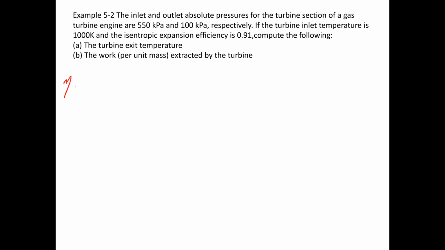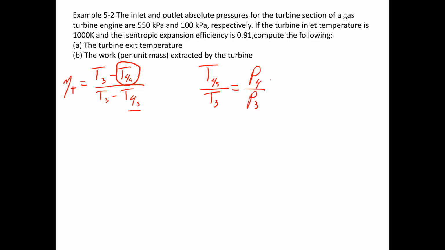I'm going to start off by writing my equation for the isentropic efficiency of a turbine, assuming constant specific heat. That would be T3 minus T4 actual, over T3 minus T4 isentropic. We're trying to find out what this T4 actual is. Before we do that, let's find T4 isentropic. T4 isentropic over T3 is equal to the exit pressure divided by the inlet pressure, to the (k minus 1) over k.